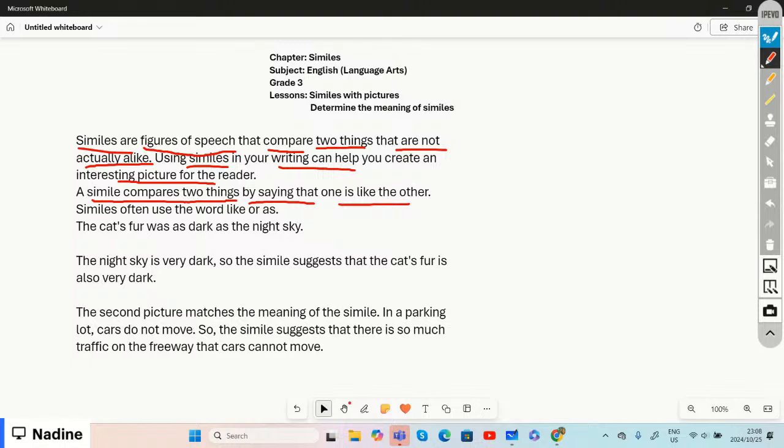And when we use similes within our writing, it means that we use words like as or like. We're going to look at a few examples, but often similes use words like or as. It's like you're comparing two things but saying it is like that thing or it's as that thing. But these two things that you're comparing are actually not alike. You're saying something is like the other thing, or you're saying something is as the other thing.